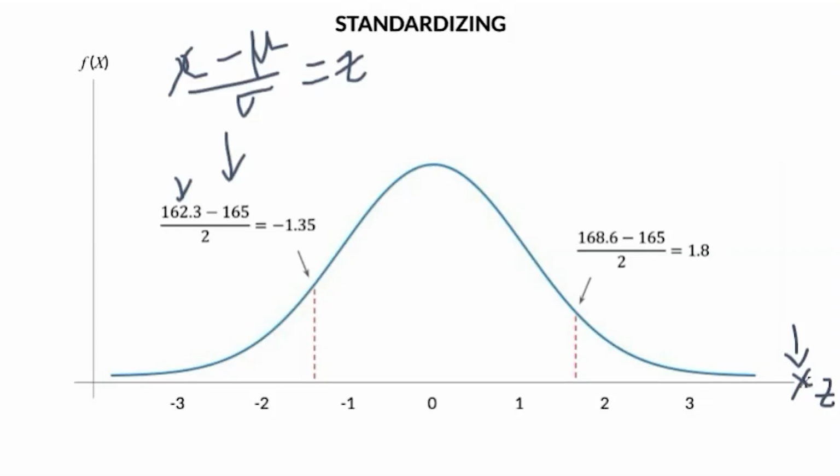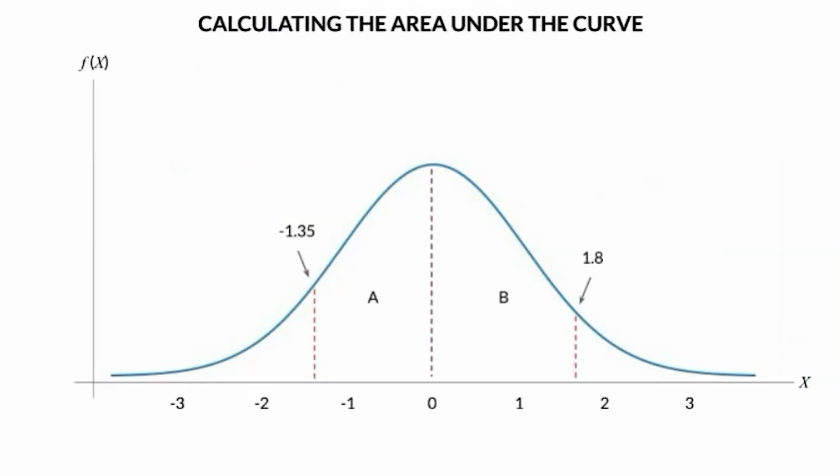Okay, so how do you standardize? X minus mu divided by sigma. So 162.3 original value minus mean 165 divided by sigma 2. This gives me a z-score of minus 1.35. Then what about 168.6? 168.6 minus mean 165 divided by 2, standard deviation. This gives me 1.8. So the first thing you do is standardize this.